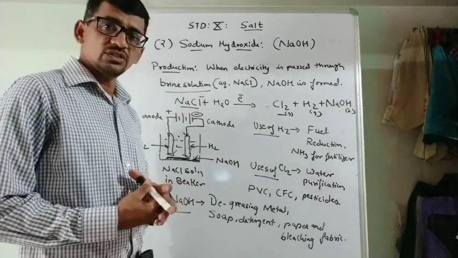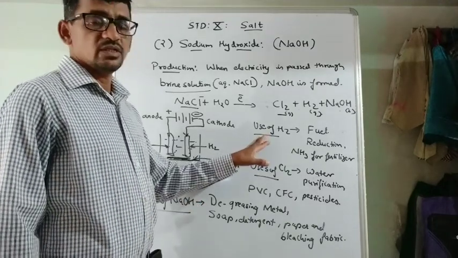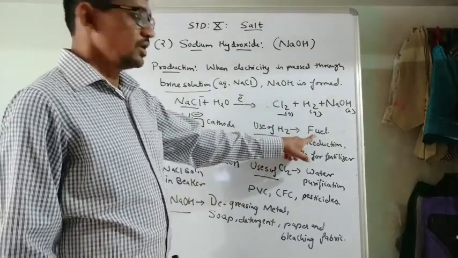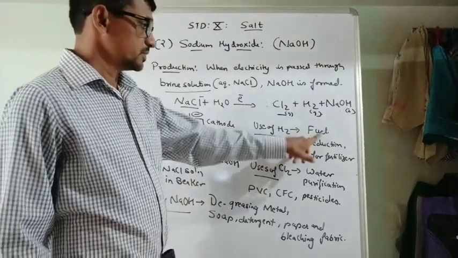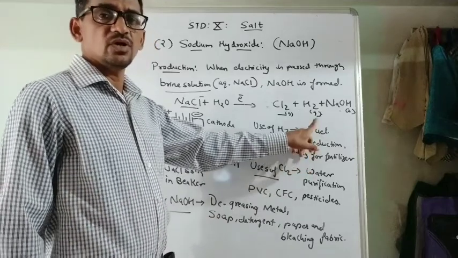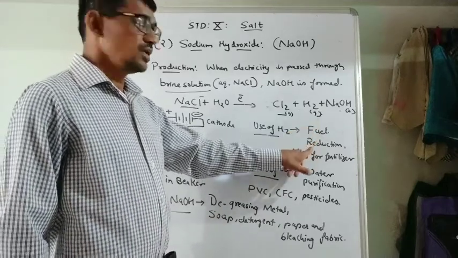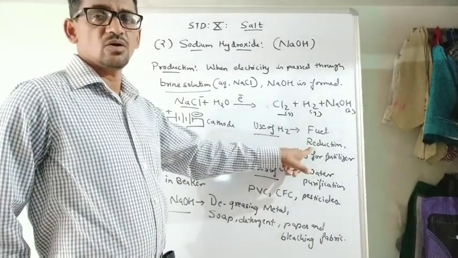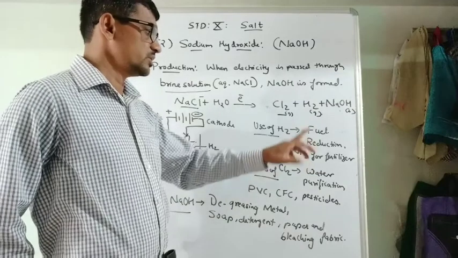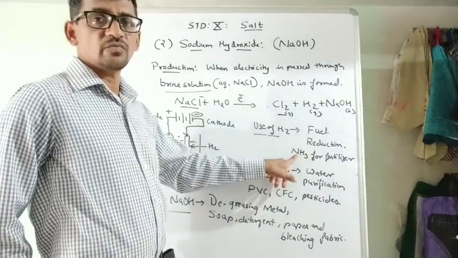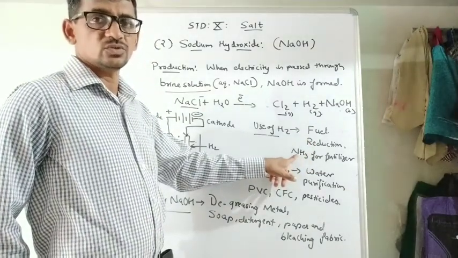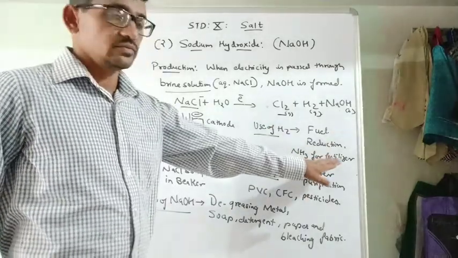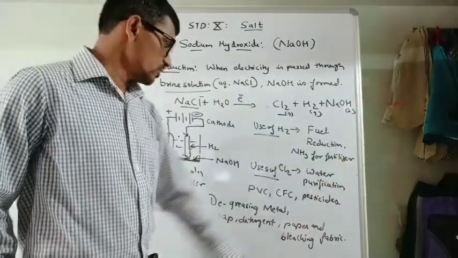The products obtained during electrolysis have different uses. First, the use of hydrogen. Hydrogen is used as a fuel, a higher energy fuel. Similarly, a second use is reduction of metals or organic compounds, for which hydrogen is used. For preparation of ammonia, hydrogen gas is used in the Haber process, and this ammonia is used for fertilizer, which contains nitrogenous fertilizer.